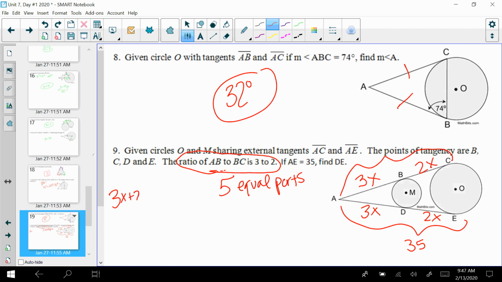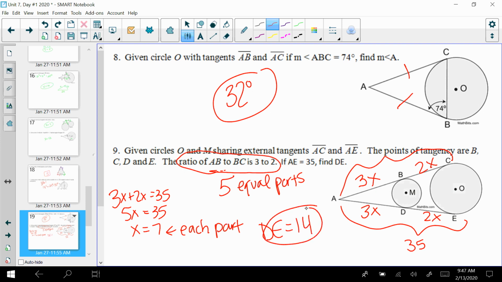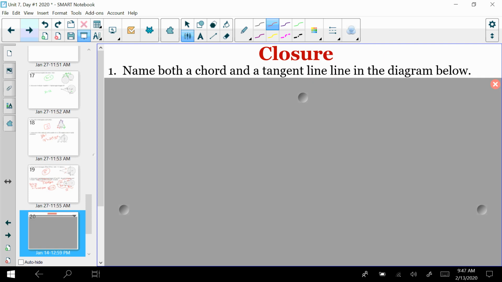Or if you want to set up an equation and solve, you don't have to. Some of you are just going to do this in your head. But that means that each equal part is 7. So now find DE. Well, DE is just going to be 2 of those parts, so it's 14. Right? So I just found that each of those little parts are going to be 7. There's the 5 equal parts. Okay. Good luck on the homework.